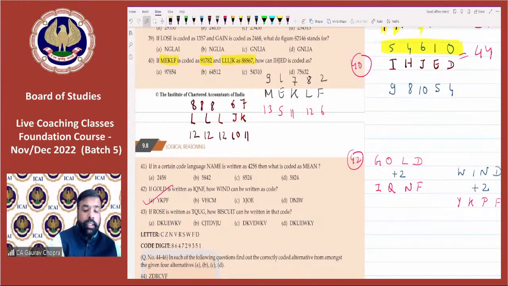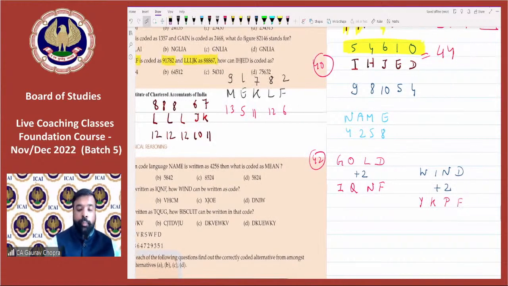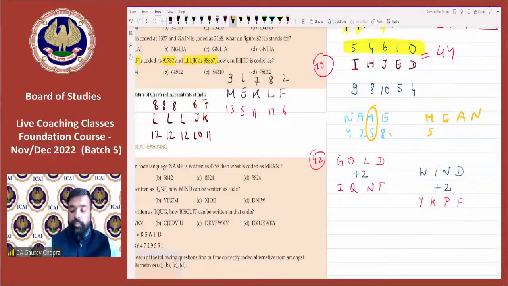Next, 41. 41 is the name. The code for name is given. What is the code? 4258. And we have to prepare the code for mean. MEAN. We can directly extract from this. So M is 5, E is 8, A is 2, N is 4. So 5824 we can answer directly.